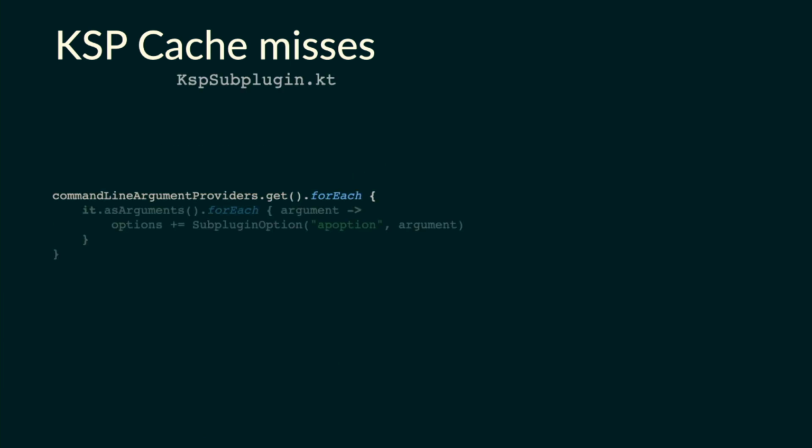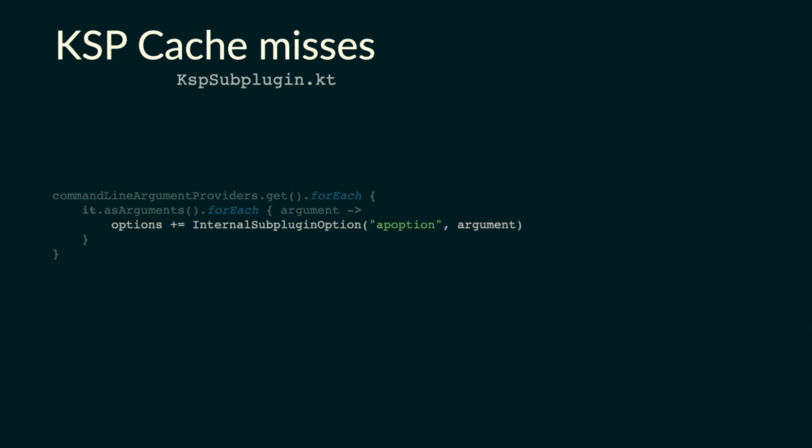So in the KSP, when we are informing about the command line argument providers, we are informing the annotation processor options as sub-plugin option. And at this point, KSP doesn't know anything about the path sensitivity of Room. So it was a problem, and it was causing cache misses for all the different plugins, in that case Room, that was offering this problem.